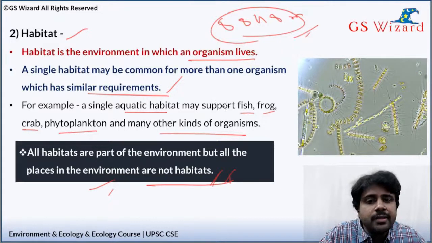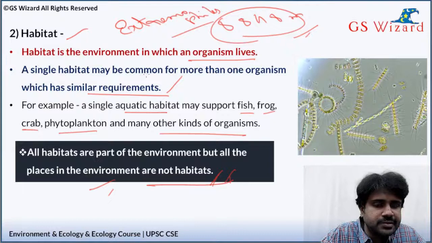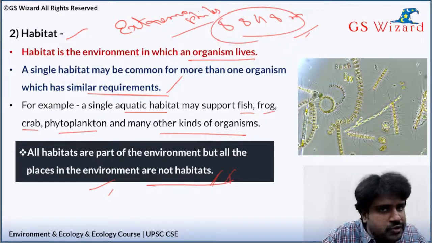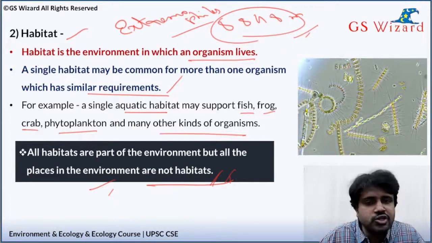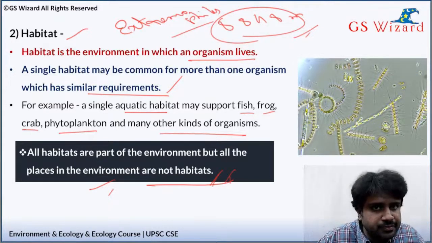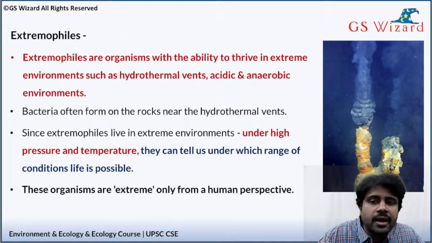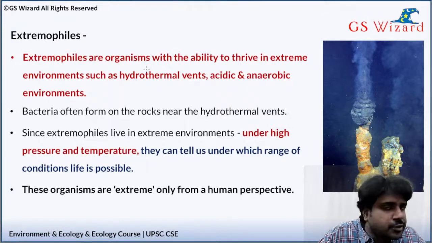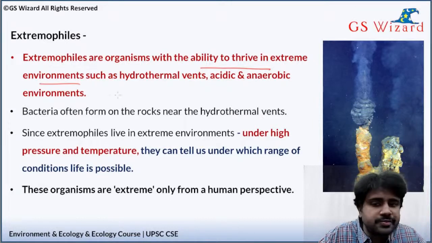But again, there are certain organisms called extremophiles. Extremophiles are those organisms that like to survive in very challenging environments, in very challenging habitats, in very extreme places. For example, just look at this. Extremophiles are organisms with the ability to live in extreme environments, such as hydrothermal vents, acidic and anaerobic environments.